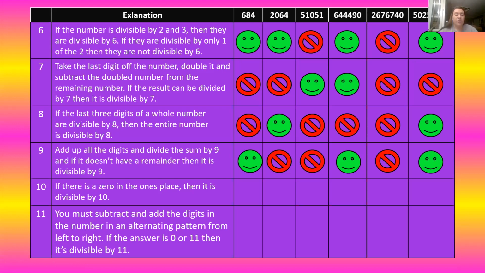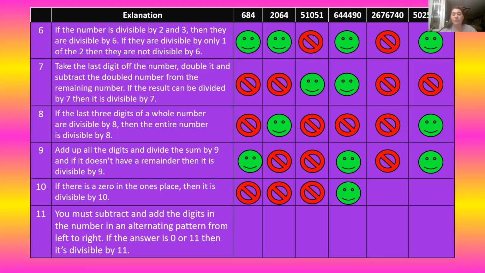If there is a 0, this is how you find if it's divisible by 10. If there is a 0 in the ones place, then it is divisible by 10. So 684 doesn't have a 0. 2064 does not have a 0. 51,051 does not have a 0. Now, 644,490 ends in a 0, so it is divisible by 10.